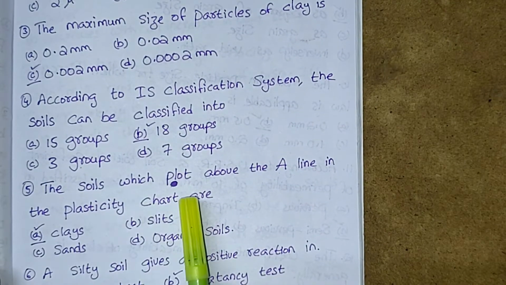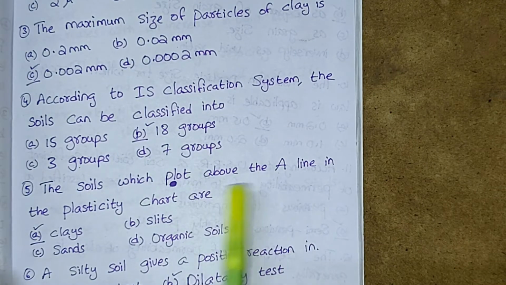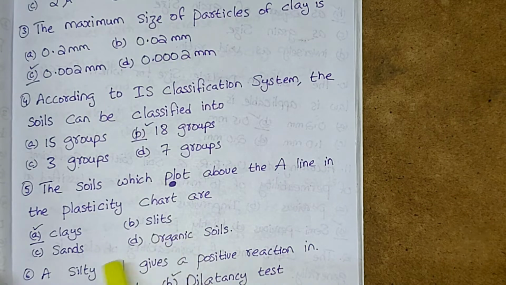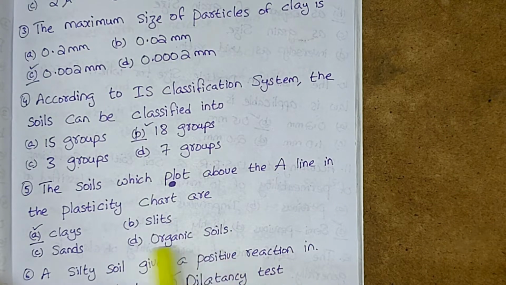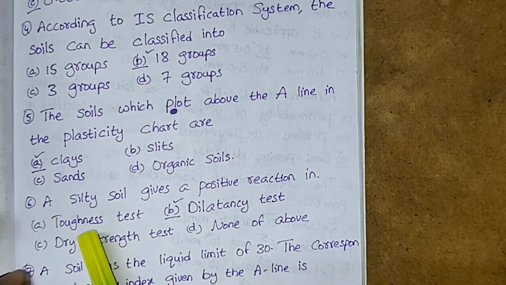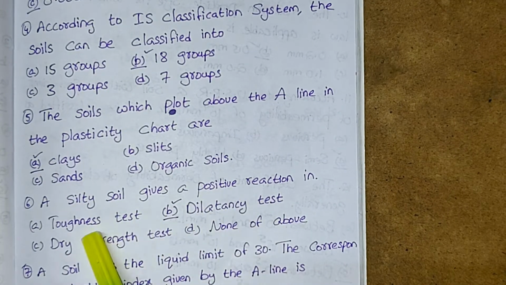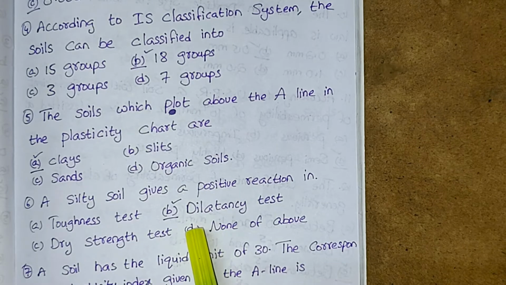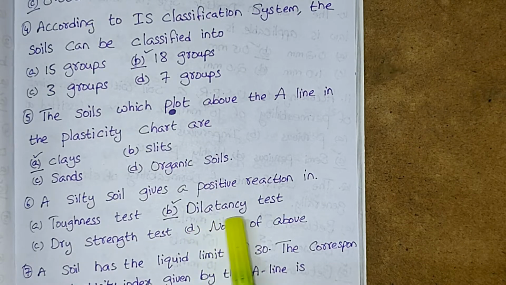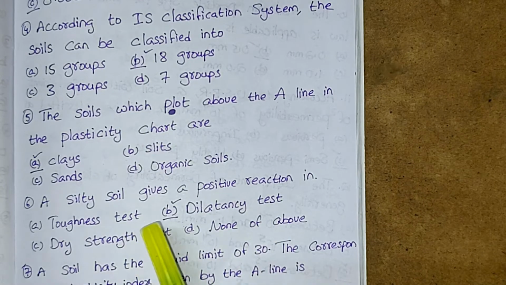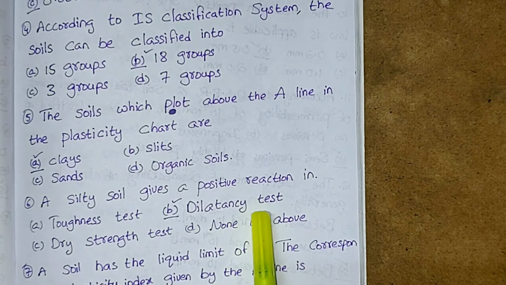The soils which plot above the A line in the plasticity chart are clays, silts, sands, organic soils. Answer is clays. A silty soil gives a positive reaction in toughness test, dilatancy test, dry strength test, none of the above. See, the answer is dilatancy test.